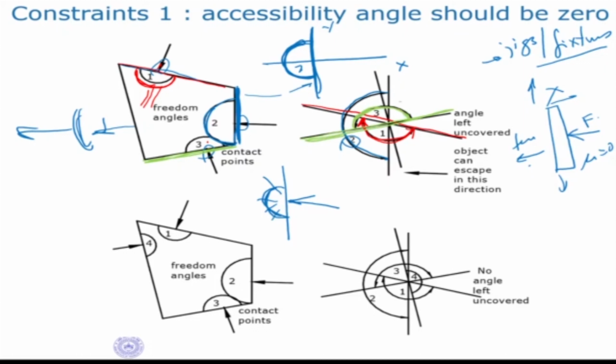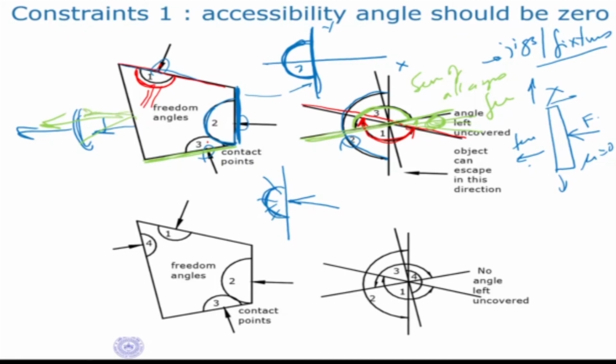Now if I take the sum of all these angles, what I get is that this part is still free. You can see here that this part is not covered. So if I sum all the angles, I see that this part is still free. That means the object can escape in this direction. Which direction is this? It is this direction, so the object can actually go that side. So if you have 3 fingers, 3 point contacts, the object is still free to go this side.